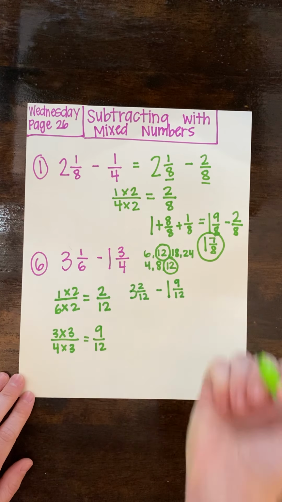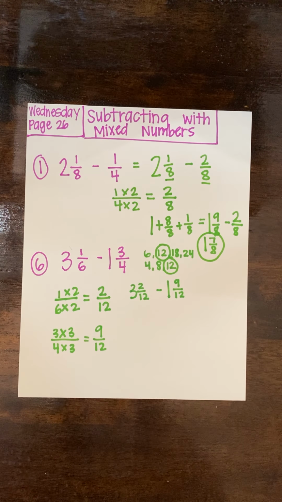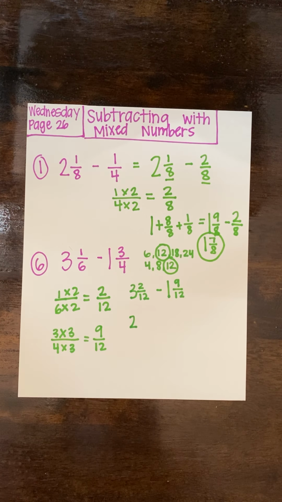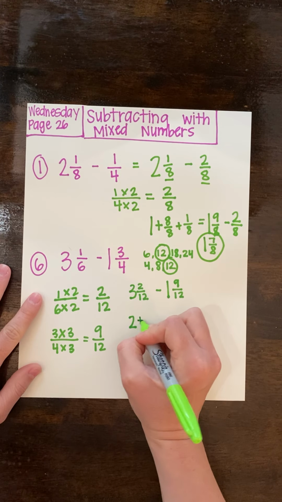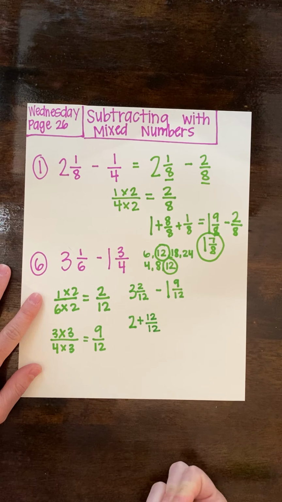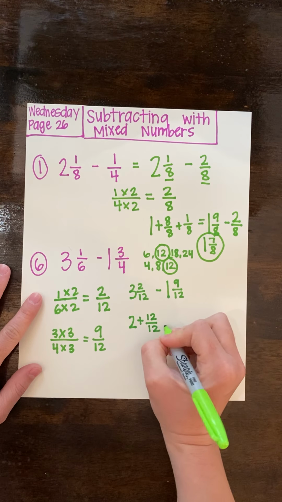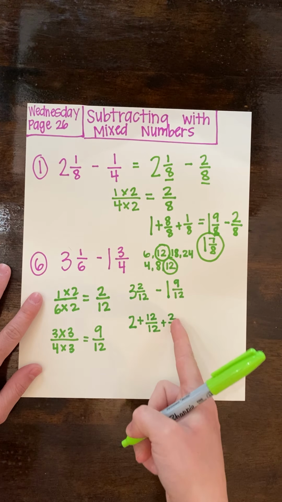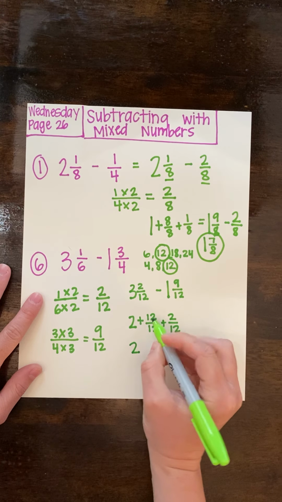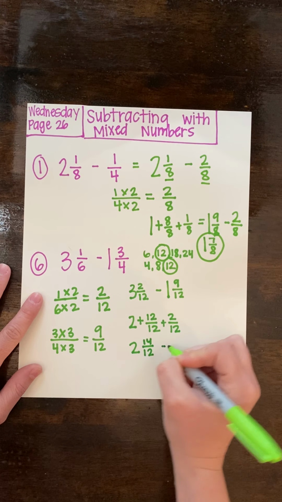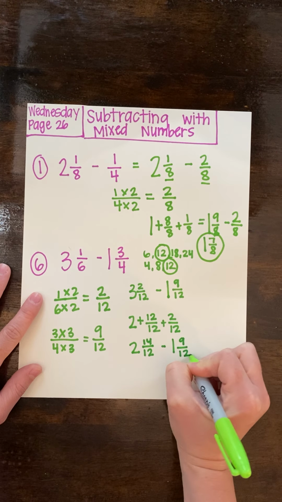So what I'm going to have to do is take 1 from that 3 and make my whole number a 2. And then change the 1 I took away to a fraction. So I'm just going to rewrite this as a fraction. So I have 2, and I know that it takes 12 twelfths to make 1 whole. And then I had 2 more twelfths. So I have 2 plus 12 twelfths plus 2 twelfths. So I have 2 and 12 plus 2 is 14. So 2 and 14 twelfths minus 1 and 9 twelfths.